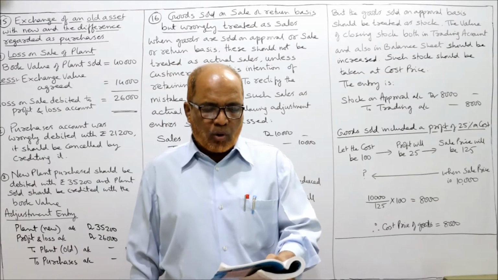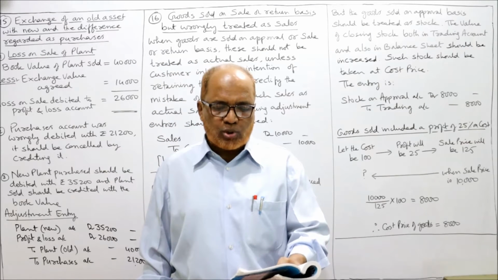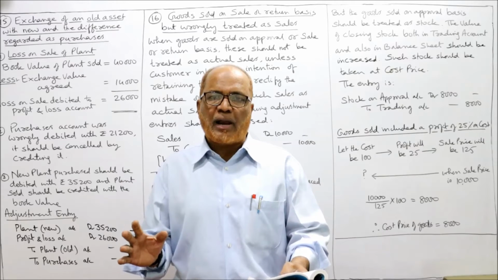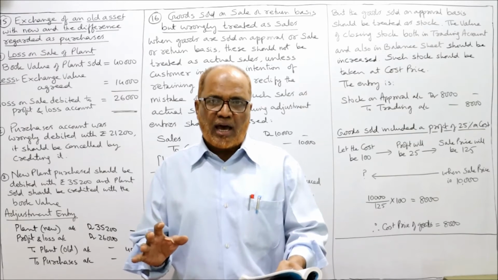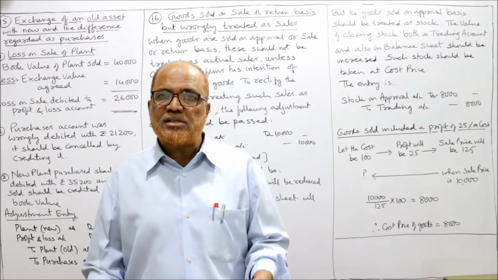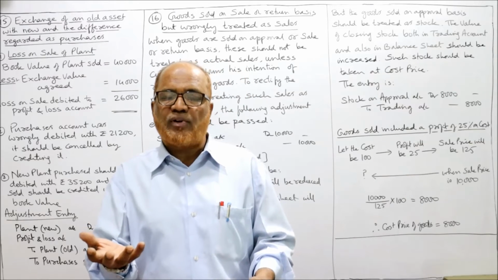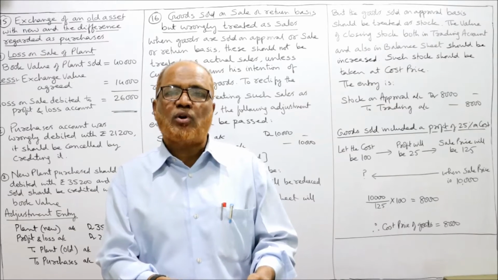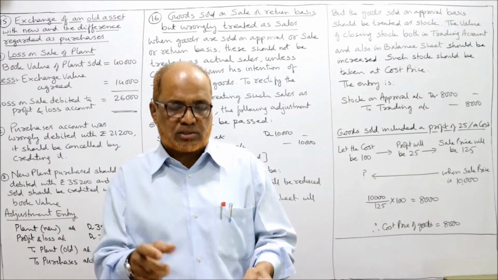A plant of the book value of 40,000 was disposed of for rupees 14,000. So actually the book value of the plant is 40,000 and it is disposed of at rupees 14,000. So there is a loss. 40,000 rupees worth of plant was sold for 14,000. So 40,000 minus 14,000, 26,000 rupees is the loss.